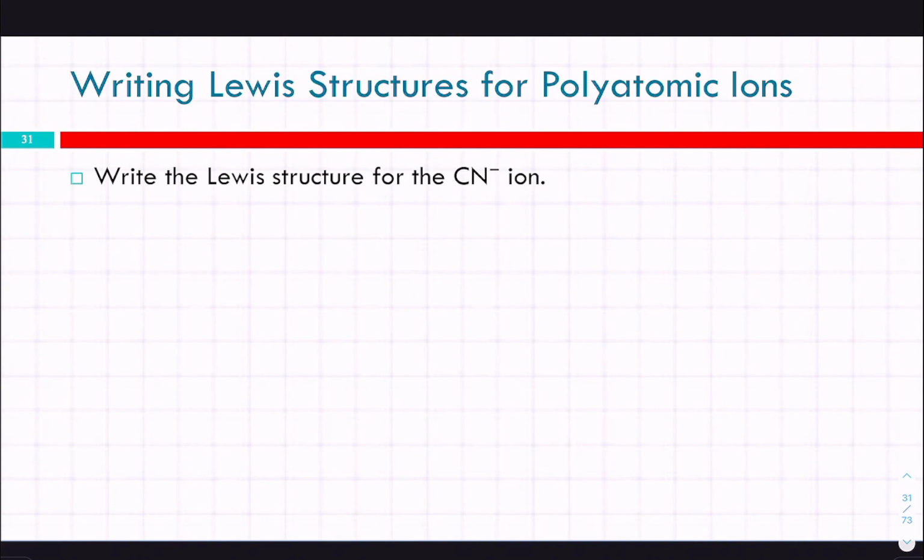Ooh, cyanide. Nice. Okay, so again, we do our skeletal structure first. So carbon, nitrogen. Now, how many valence electrons do we have? 5. And then we also have a minus charge, so we add an extra electron here. So an extra 1 electron. So our total number of electrons then is 10.